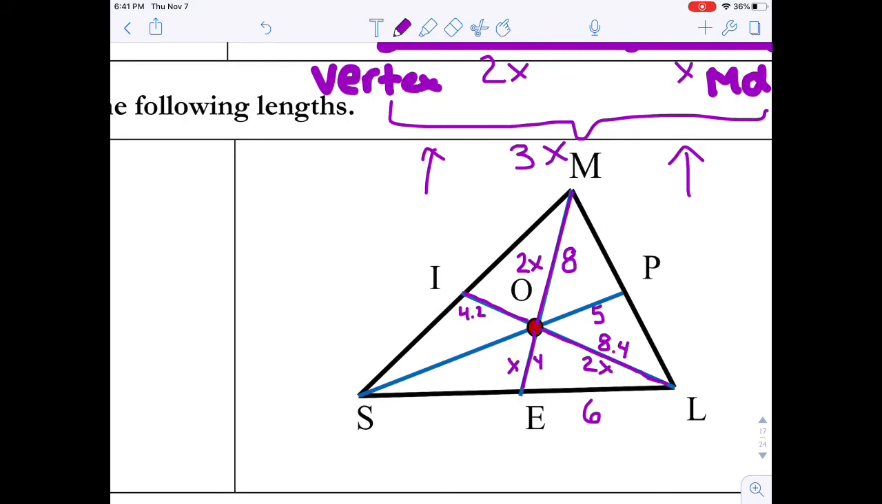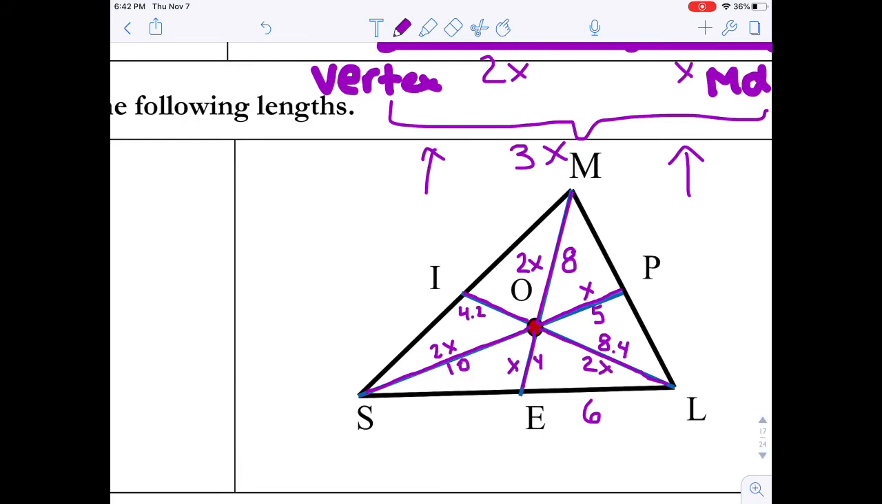And then if we have this last one here, PO is 5. That is the smaller spot, right? That's from the centroid out to the midpoint. That's my x, which means OS would be twice of that. It'd be 2x, which is 10.